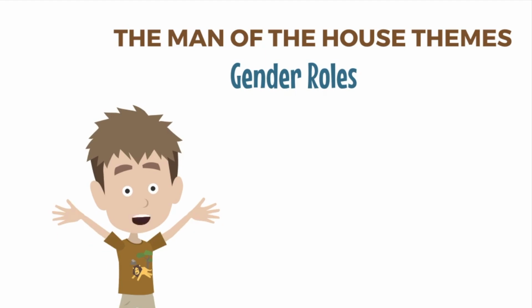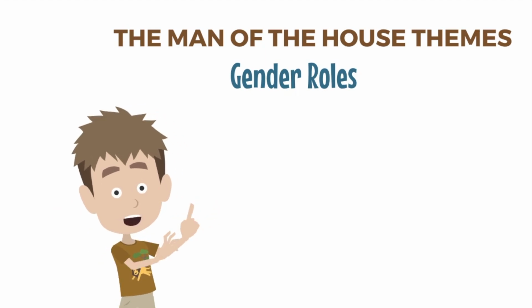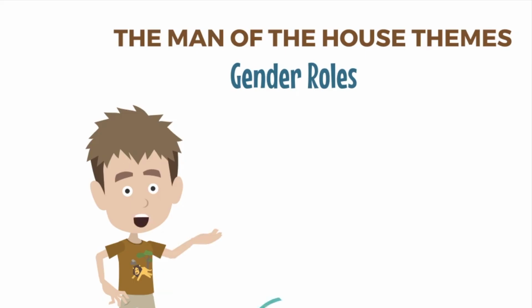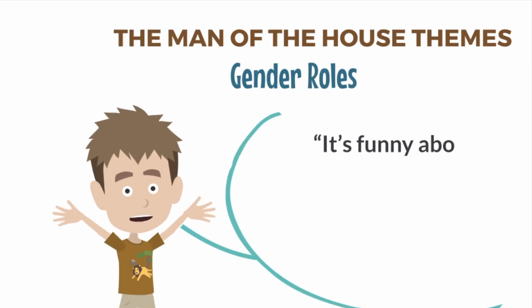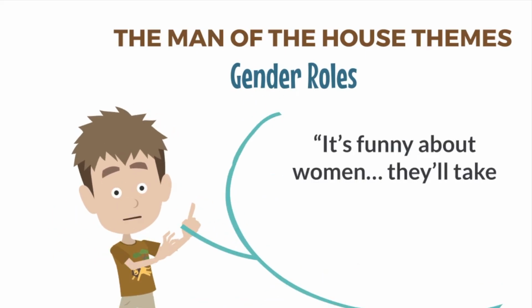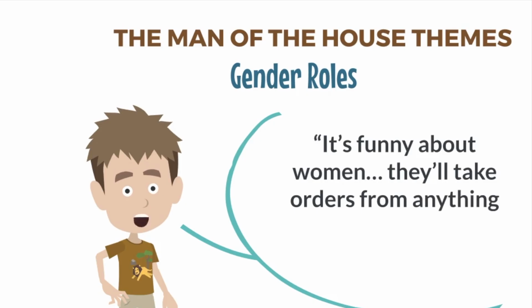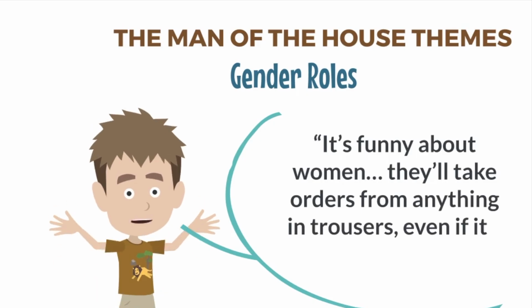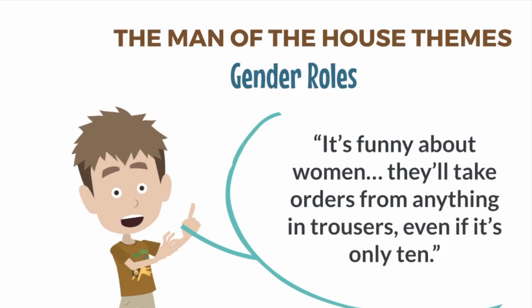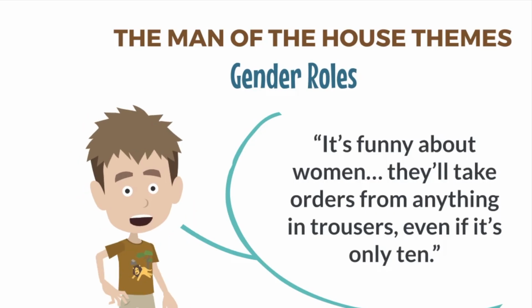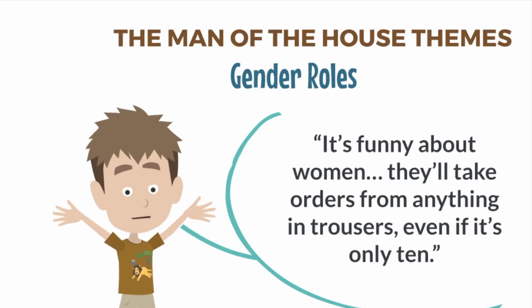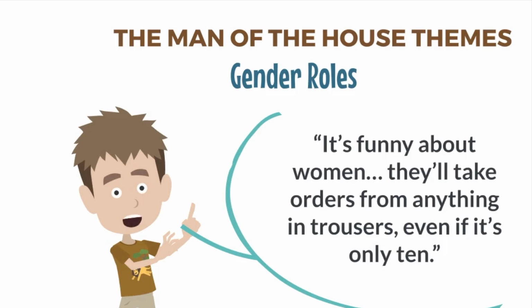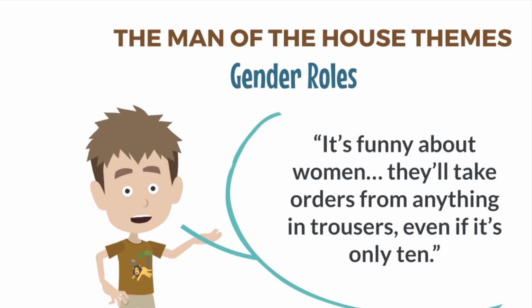And the last theme is a little splash of gender roles. Flurry takes control of the house, right? And he even says, "It's funny about women, they'll take orders from anything in trousers, even if it's only 10." That line is loaded. It shows how at the time, men, even boys, had authority over women. And it seems like O'Connor may have been critiquing or mocking that imbalance just with that line alone.